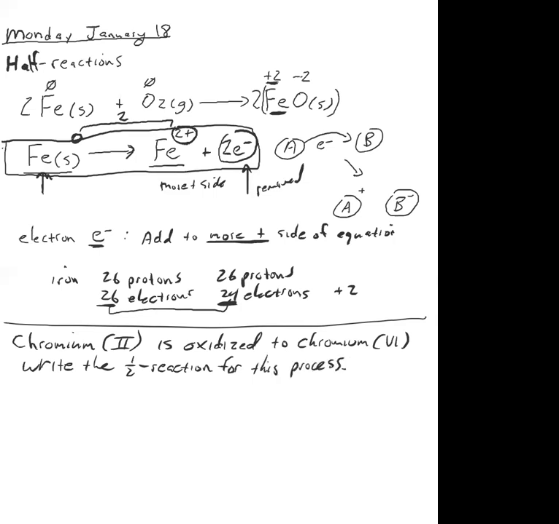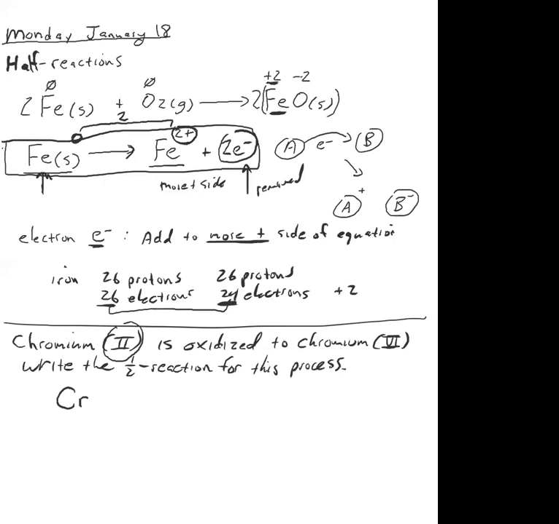Okay. So chromium 2 is oxidized to chromium 6. This is a Roman numeral 6. Write the half reaction for this process. So chromium, the symbol for chromium is Cr, right? Just look that up. It's element number 24. And then the number in Roman numerals is technically called the oxidation state, but you can think of it as just being the charge. That's what the charge of this particular ion is. So if you see Roman numerals, that means it has a charge. And Roman numerals are generally used only for positive charges.